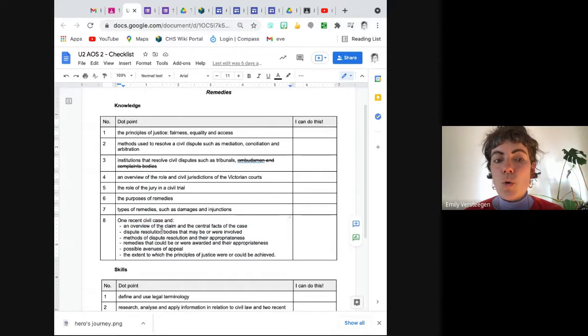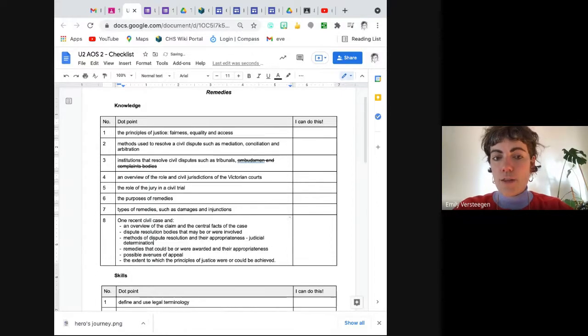You need to know which court heard it in the first instance and then on appeal. You need to know which method of dispute resolution was used. In this case, there's no evidence that they did a mediation, even though usually that is court ordered. So we would just say really here that judicial determination, i.e. the case being determined by a judge, was the order of the day.